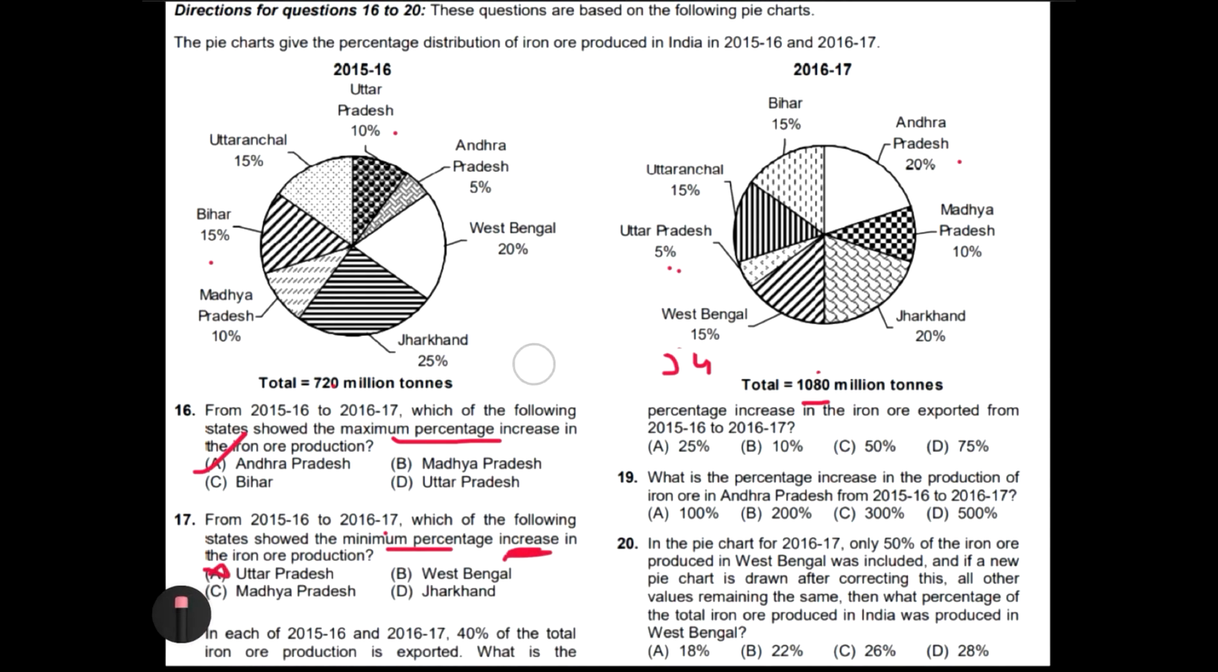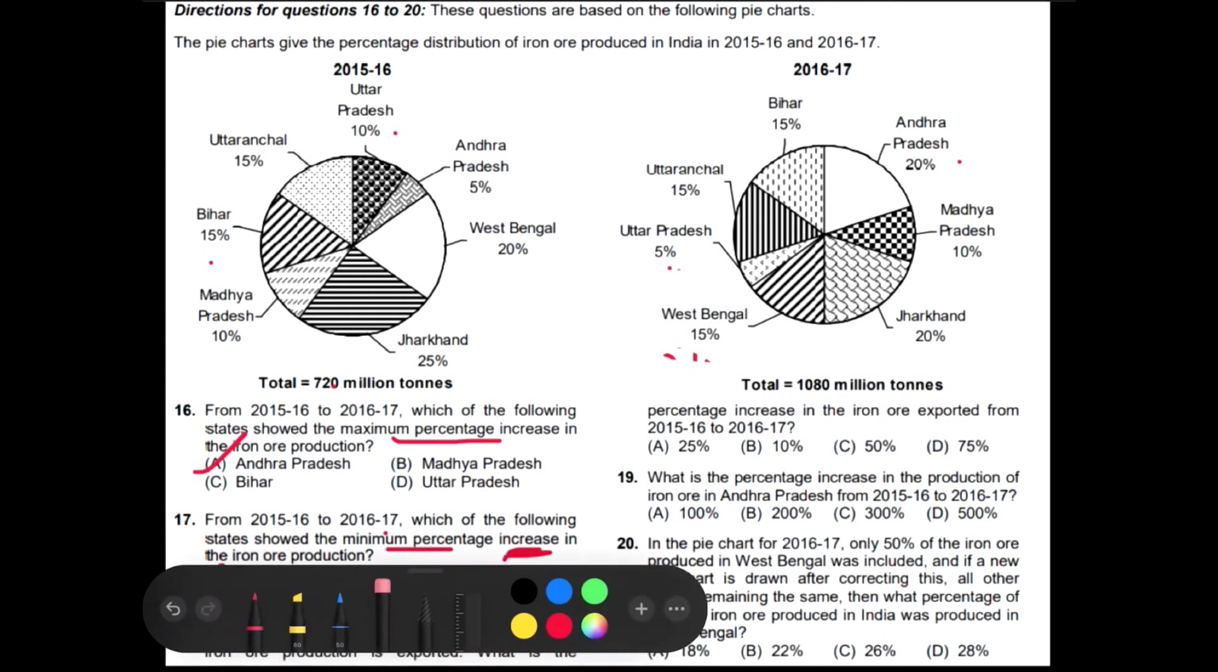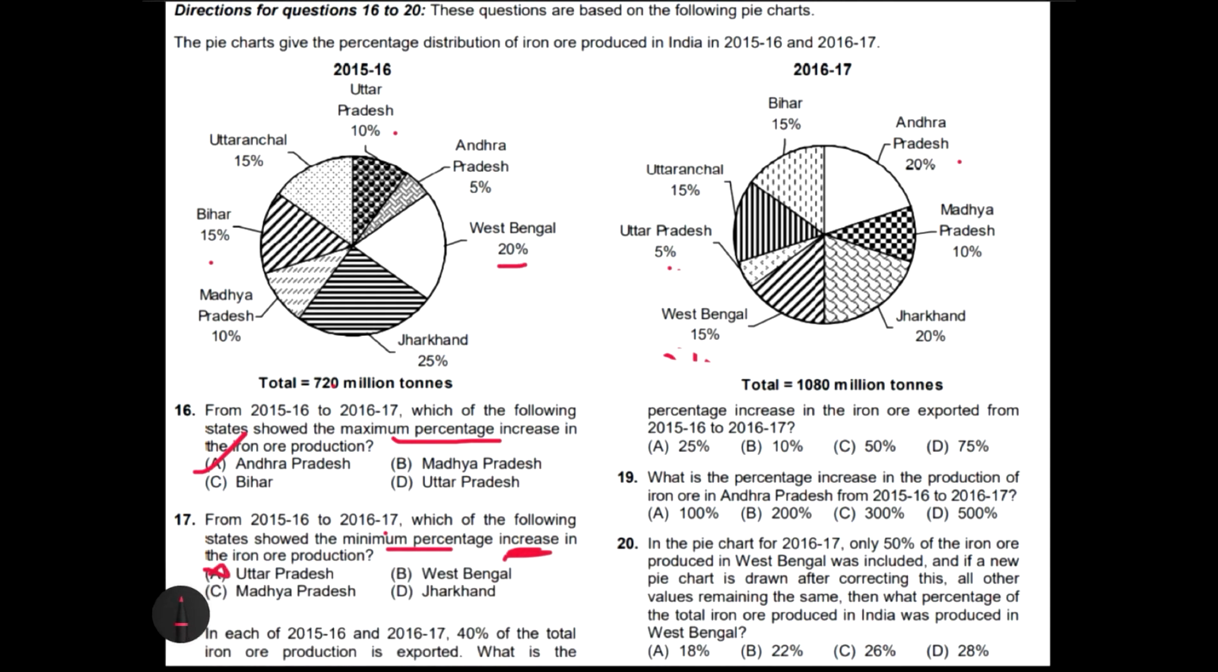Now we'll go to West Bengal and its values. So let us check out West Bengal and its values. First value for West Bengal is over here 20%. So 20% means 10% double. That means 72 double, which makes it 144. And over here, if I come to the 16-17 pie, it's 15%. 15% means 10% plus 5%. 10% of this value is 108 and 5% is half of it, which is 54, giving us 162.